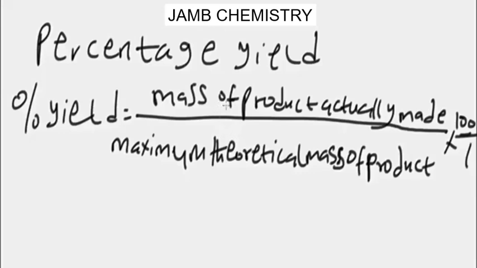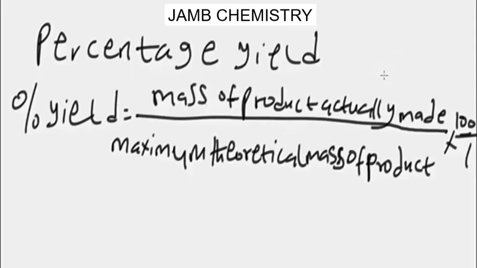100% yield means that you got all the product you expected to get. Okay, whereas 0% yield means that no reactants were converted into products. That is, no product at all was made. Okay, so take note of this.